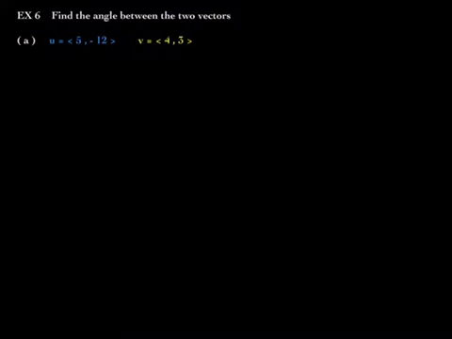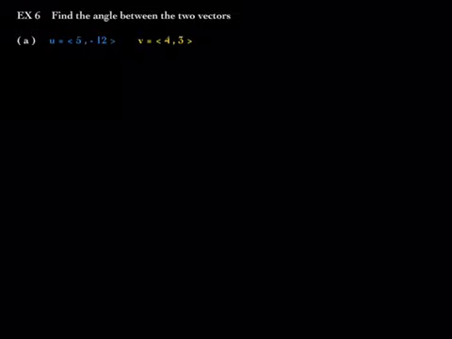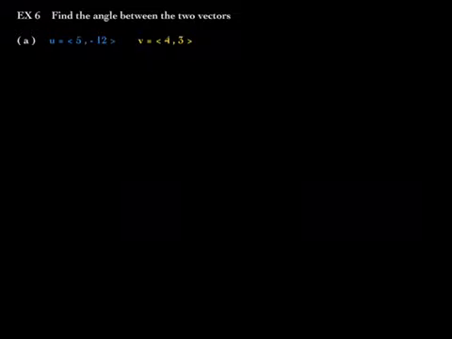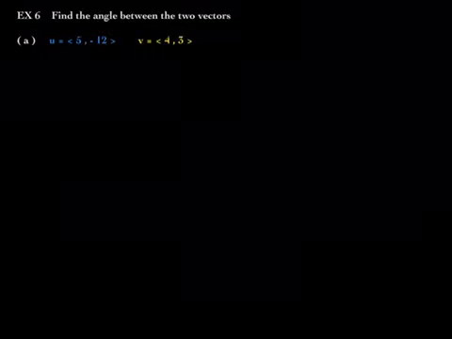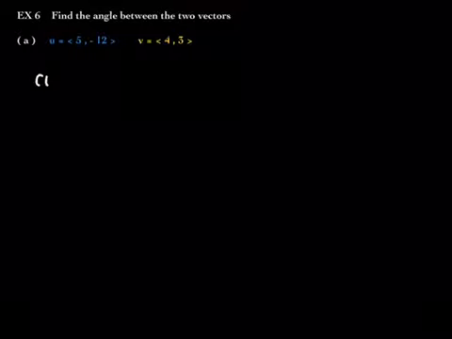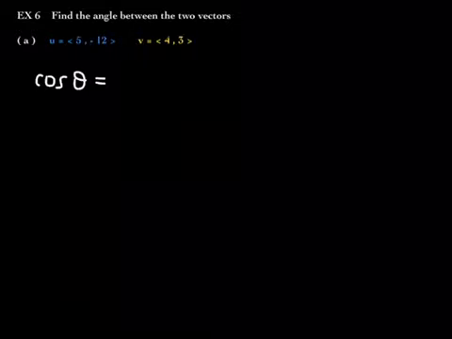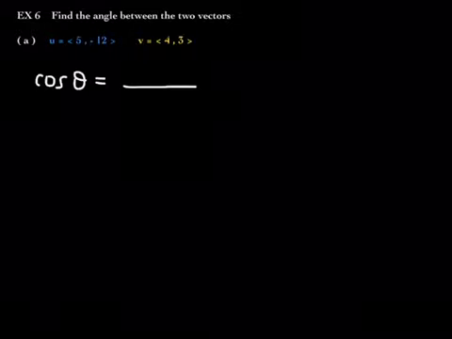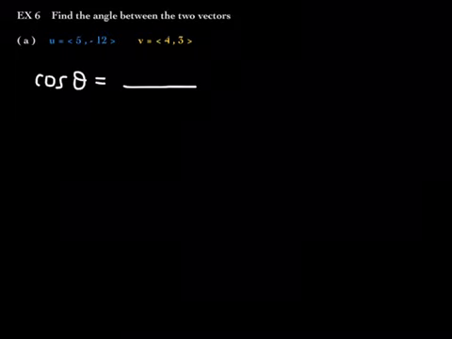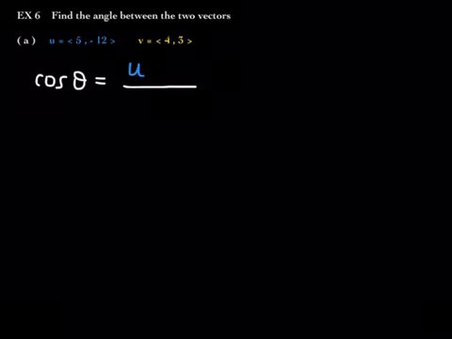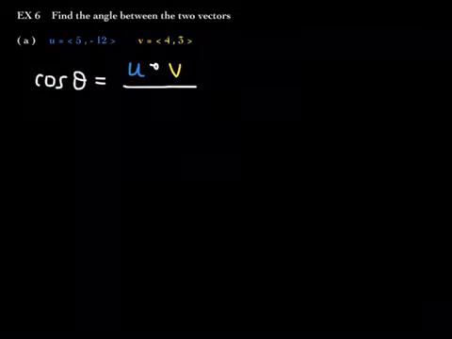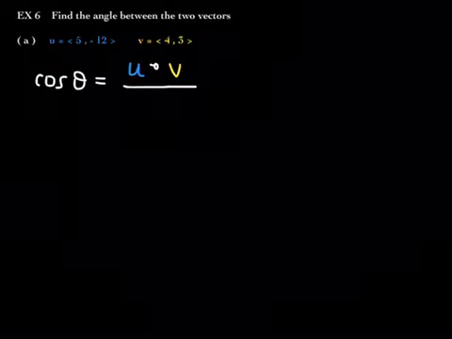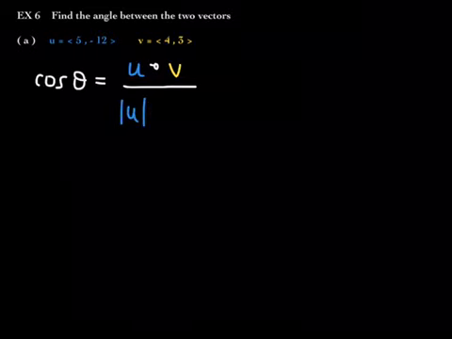All right, check this out, guys. Find the angle between the two vectors. One of them is u, which is (5, -12), and the other one is v, which is (4, 3). All right, so what we know is that cosine of theta, where theta is the angle between the two vectors, will be equal to the numerator u dot v, the dot product between the two vectors, and my denominator will be the magnitude of vector u times the magnitude of vector v.